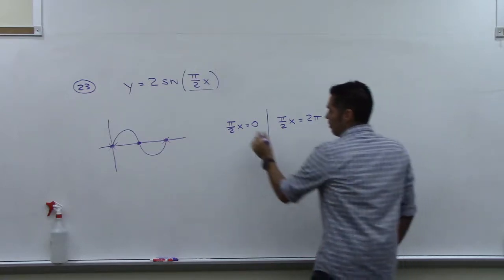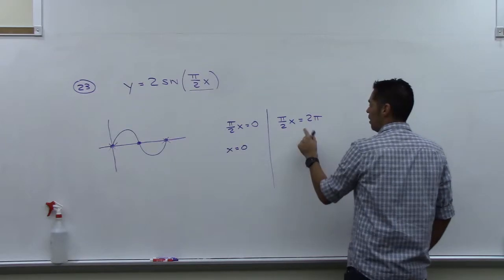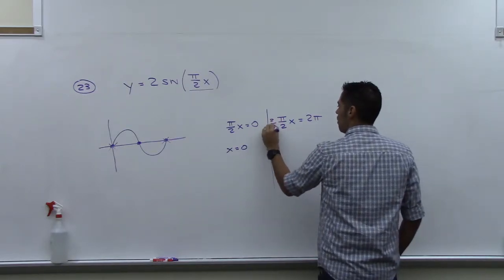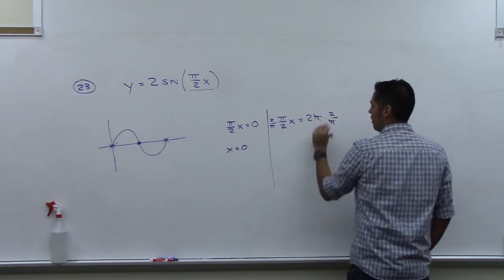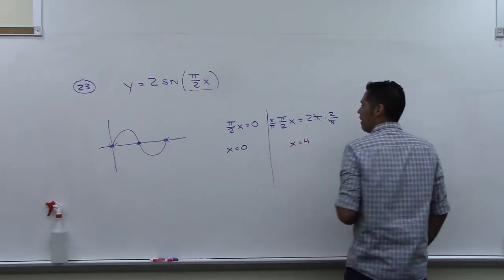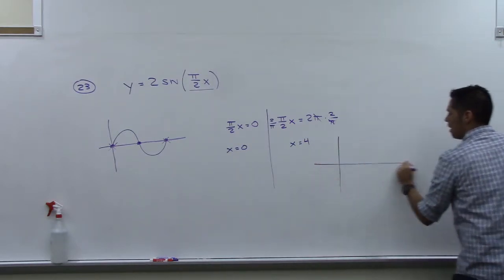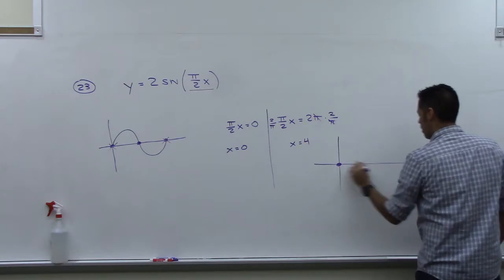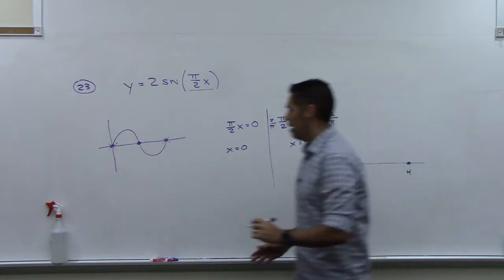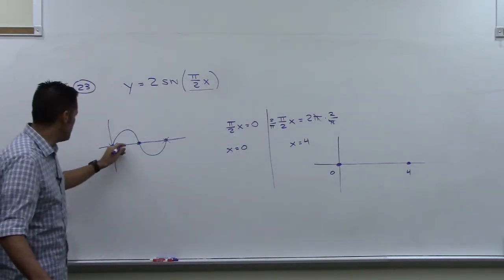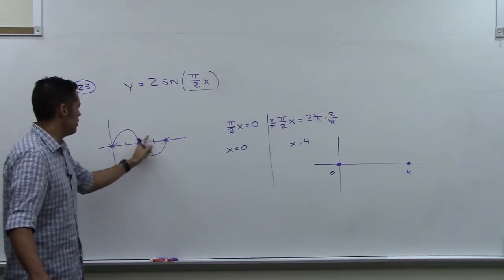And when we solve this, you get x is 0. And when you solve this one, you multiply both sides by 2 over pi. The pi's cancel here, you just get 4. So x is 4. So now what we can do is we know on our graph that we have x-intercepts for this sine function at 0 and at 4. And then we use the fact that there are these quarter way points, which is here, here, and then here. So this is a quarter of the way, half the way, 3/4 of the way.